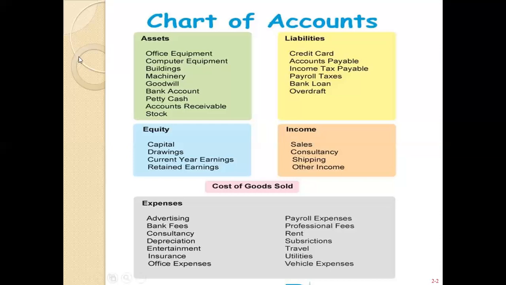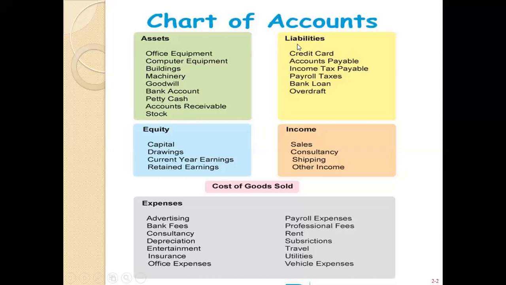Fine. Now you can see, first one is the assets. Examples of different assets are office equipment, computer equipment, building, machinery, it may be your goodwill, bank account, petty cash, accounts receivable, stock inventory. Okay, that is an example of assets. And what are assets? First we will define it in our next slides, and then again we will discuss these examples, and I will tell you some detail of accounts.